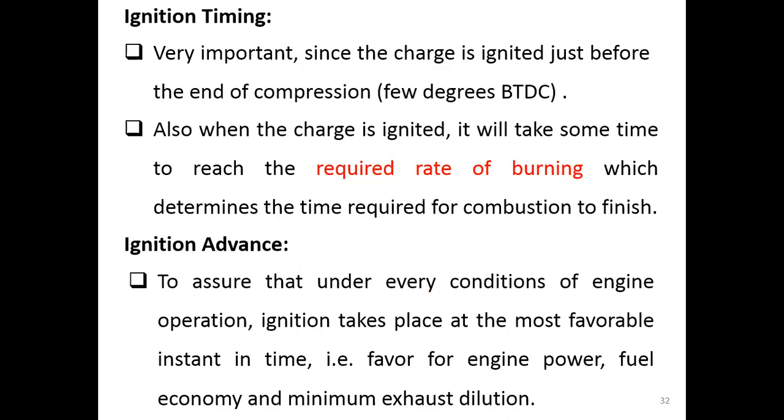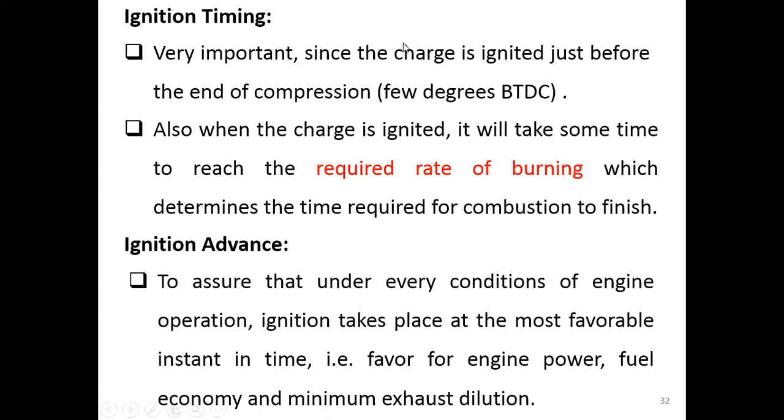Okay, the last one is the ignition timing. This is a very important one, right? Because the charge has to be ignited just before the end of compression. That means before the piston goes to the top dead center. This is a must for the charge. The charge has to be ignited on that timing.